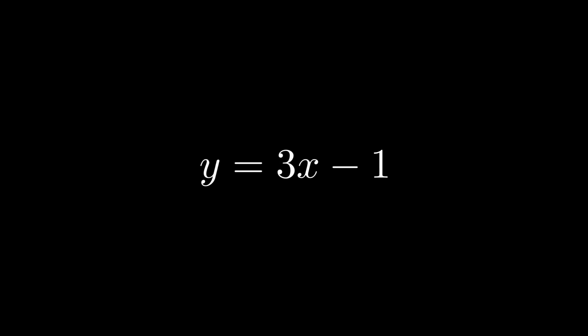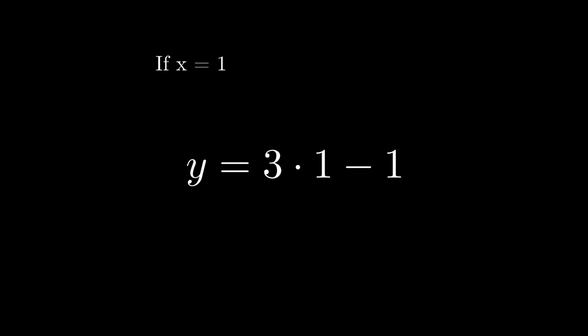Next, let's plug in x as 1. 3 into 1 minus 1, that's 2. Therefore, our second point will be (1, 2). If you've watched my previous lecture, you will be familiar with plotting these ordered pairs on a graph. Our final step is to join these points, and voila! We have successfully graphed a linear function on the Cartesian plane.